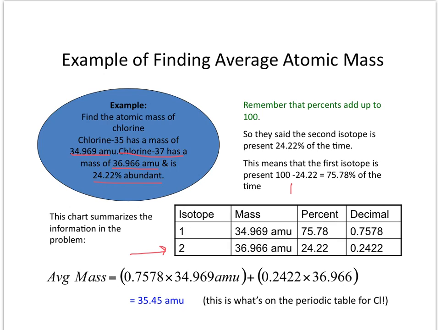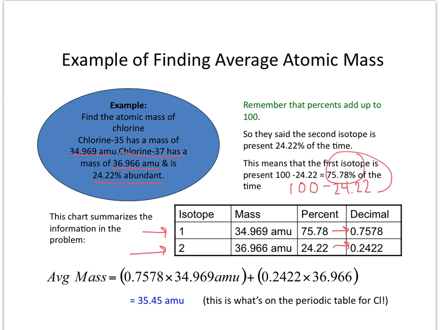Now we know that if we have two parts, they total up to a whole. A whole in percentage would be 100. And if I subtract 24.22 from 100, I end up getting 75.78% abundant. So that is going to be the mass percent of isotope 1, as seen in the data chart. I'm going to change those to decimal form, and then I'm just going to use the equation.